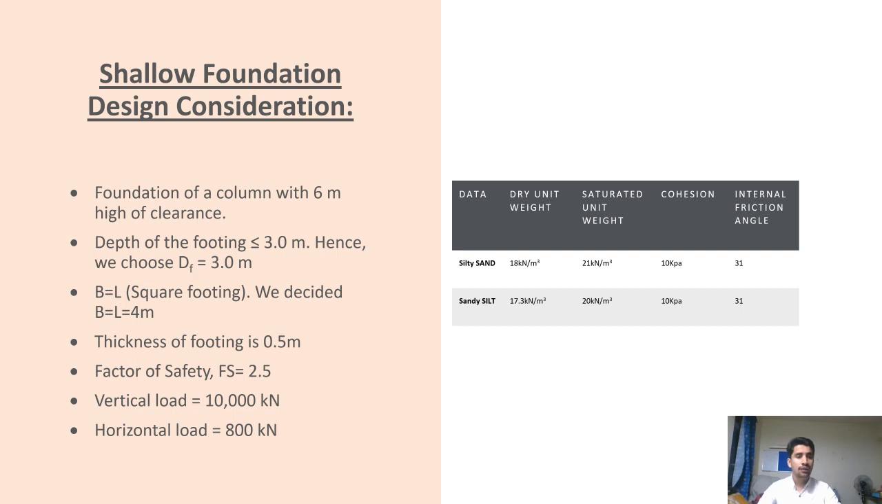The height of clearance of the foundation of the column is 6 meter. Depth of footing must be less than or equal to 3 meter, so we have assumed it as 3 meter, and we assume that it is a square footing, so B equals L, and we assume it as 4 meter. The thickness of footing is 0.5 meter. We assume a factor of safety of 2.5, and the vertical load is given, that is 10,000 kilonewton, and also the horizontal load is given, that is 800 kilonewton.